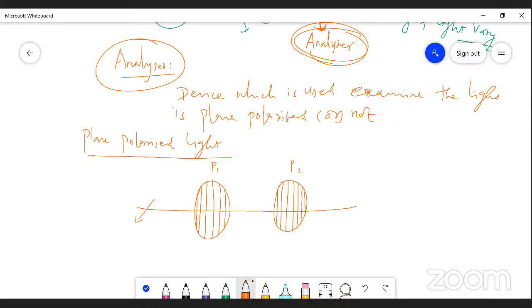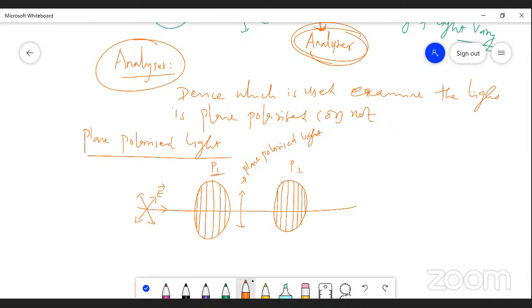See, unpolarized light vibrates in all possible directions in a perpendicular direction to the propagation of the wave. This unpolarized light is allowed to pass through the first polaroid. The emergent light from the first polaroid vibrates only in one particular direction, in a plane which is parallel to the optic axis of the first polaroid. It is called plane polarized light.